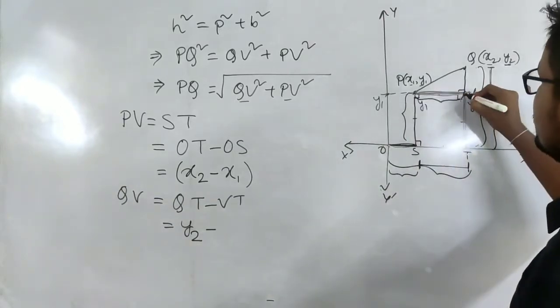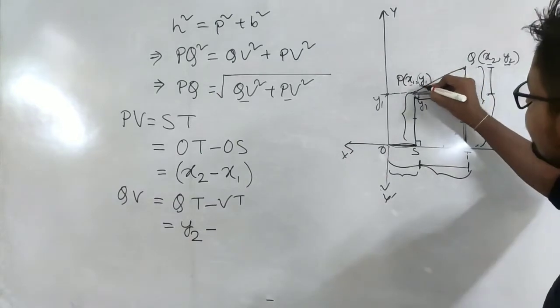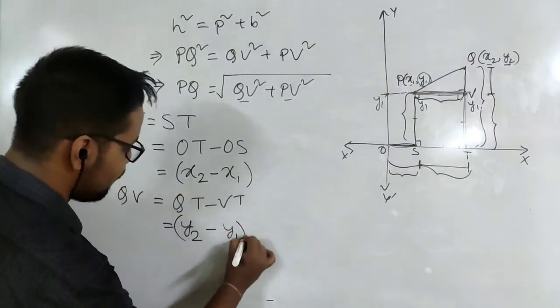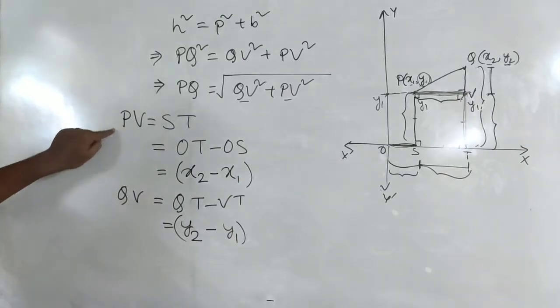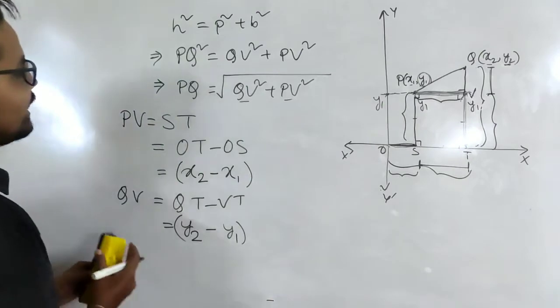It is the same point. So towards the x-axis they will have the same point. So V will also have y1. So it is y2 minus y1. That means we have found out QV and PV. Now let's put the values here.